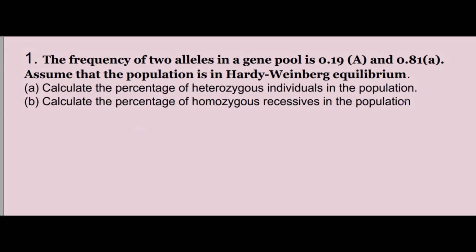First of all, we have to write the things which are given. 0.19 is the frequency of the dominant allele, so this is our P value, and 0.81 is the value for Q.